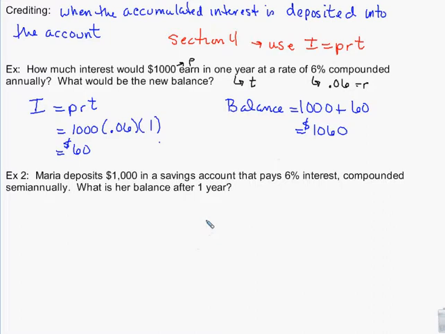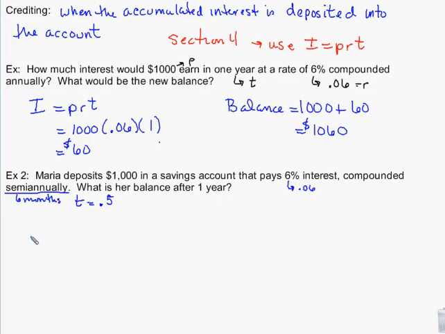Okay, so that's if it compounds annually in 1 year. Now, Maria is going to deposit into an account that pays the same amount of interest, and she's going to deposit the same amount of money, but instead of compounding annually, it's going to compound semi-annually. So this is 6 months. Okay, so T is going to be 0.5 because it's 6 months, half the year. And then R is still going to be 0.06.